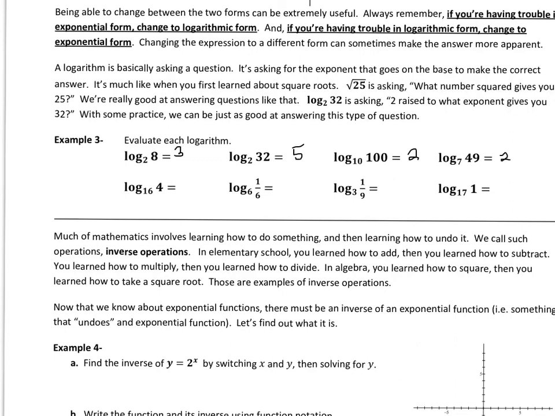1/2. Good. Okay, 1/2 is just like a square root, right? Okay, 6 to what power is 1 over 6? Negative 1, good. 3 to what power is 1/9? Negative 2.